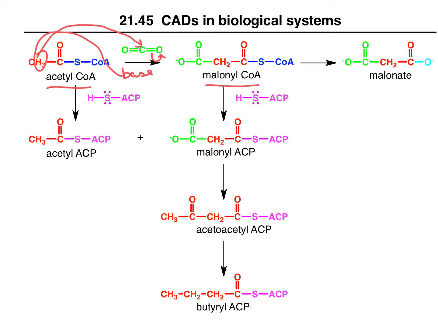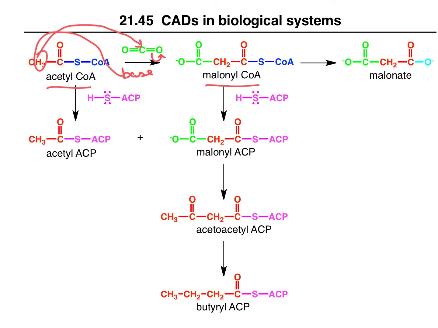So this is malonyl-CoA. This can be hydrolyzed to give malonate, or this can react with the ACP thiol to give malonyl ACP, which is the same as acetyl ACP except a little bit bigger. This can react again to give acetoacetyl ACP. This is basically a Claisen condensation that we're going to learn about in the next chapter, giving us a different thioester. And then this can be reduced, and then it undergoes elimination, and then another reduction to give this, which is called butyryl acyl carrier protein.